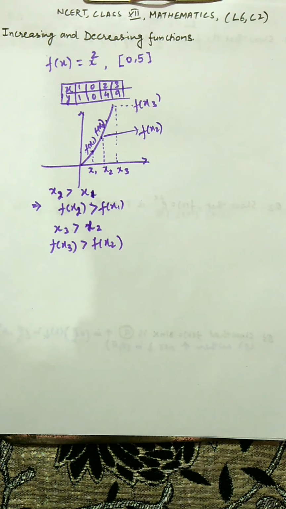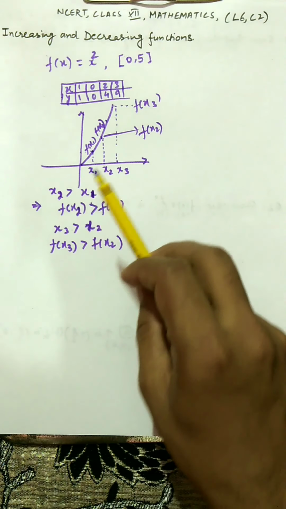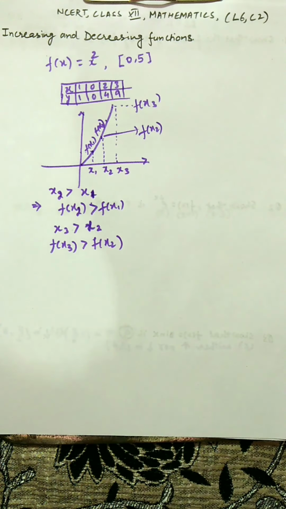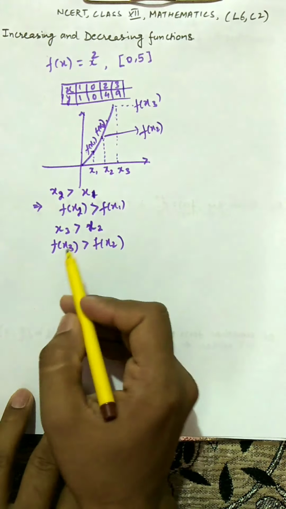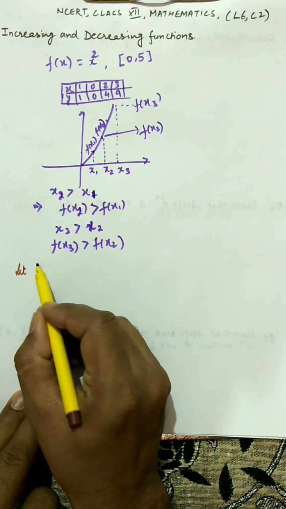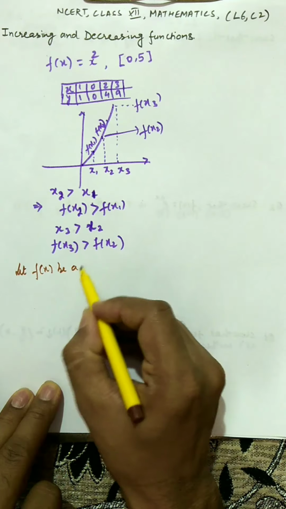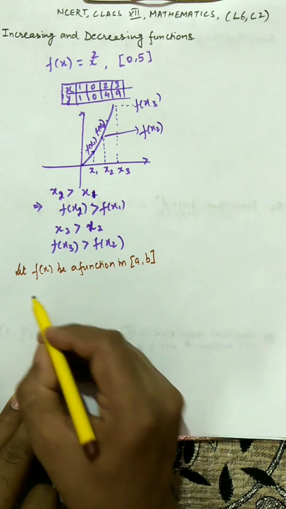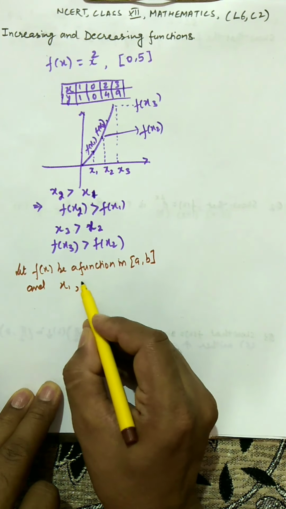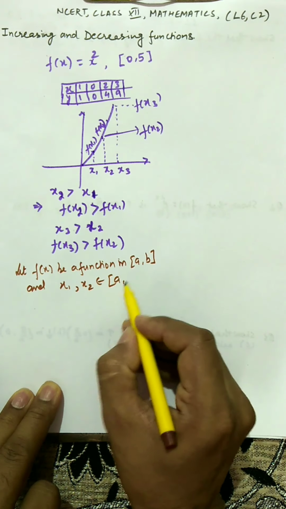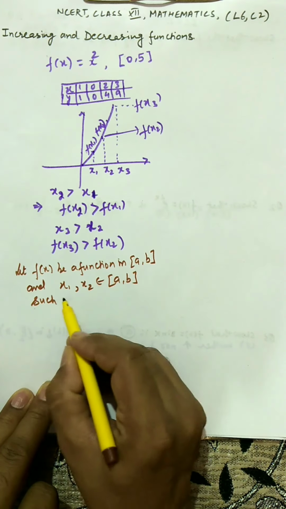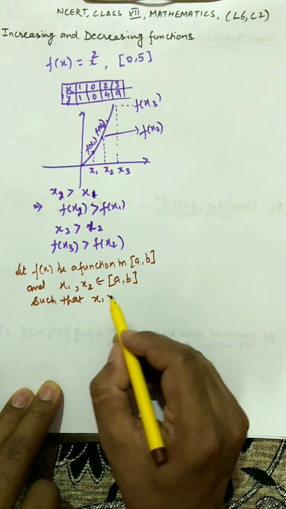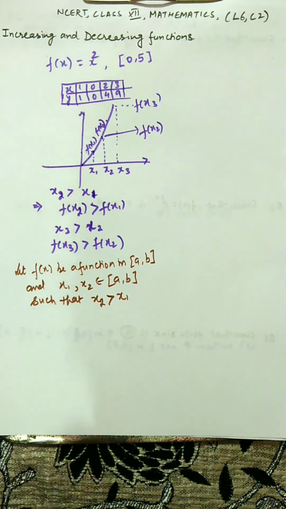So now we are coming to the conclusion, the definition of an increasing function. That definition says, if you take any points x1 and x2 in the domain, now we are in a position to define what an increasing function is. Let f(x) be a function in [a, b] and x1, x2 belong to [a, b] such that x2 is greater than x1.